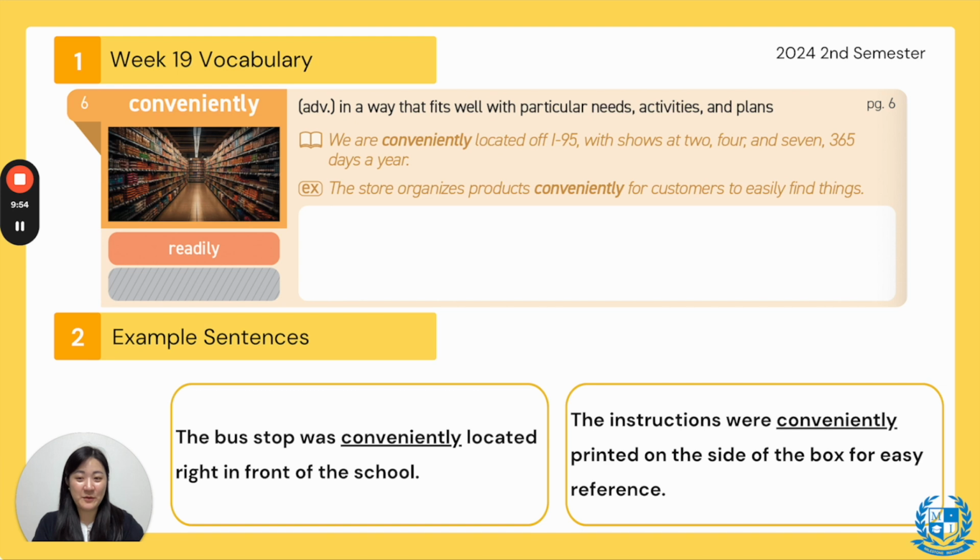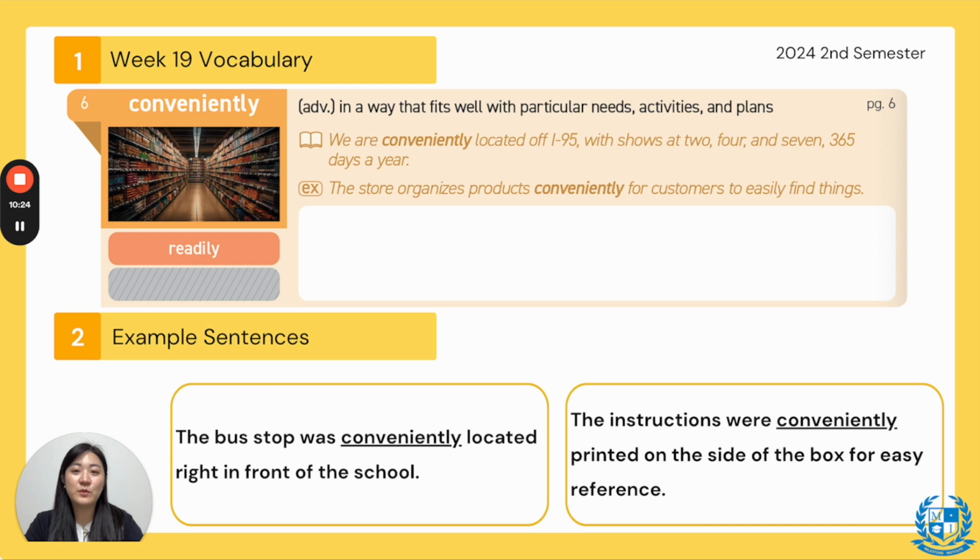Number 6, everyone say conveniently. Conveniently. The synonym is readily, and it is an adverb. It means in a way that fits well with particular needs, activities, and plans. So it kind of just fits in nicely. It's very easy for us. So if you know the word convenient is an adjective, or convenience, this one is the adverb, conveniently.